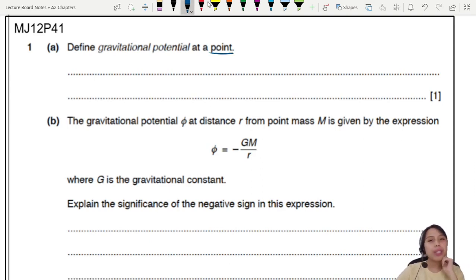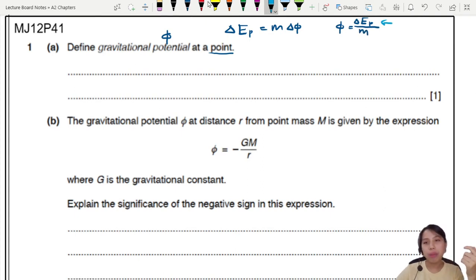It helps to know that the change in potential energy, aka work done, is m times the change in potential. So you could also rearrange this and remove the delta. Phi, which is the gravitational potential, can be read as the change in potential energy over the certain mass. This is also known as work done per unit mass. This is work done. Good old friend, work done.